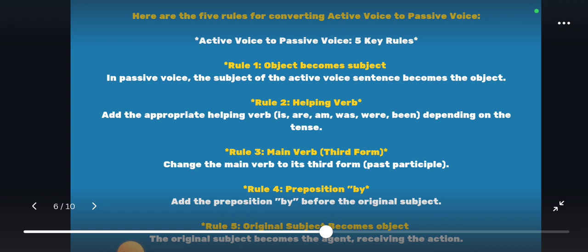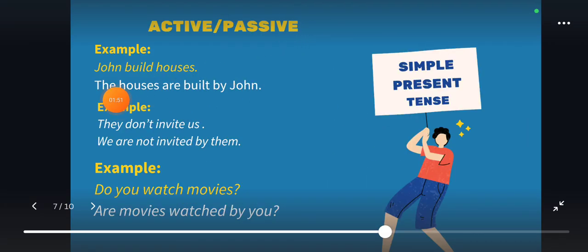So I will revise the rules again. Yesterday we read these rules. So the first rule for changing active voice sentences into passive voice is: object becomes subject. Okay, here I have written a few examples.